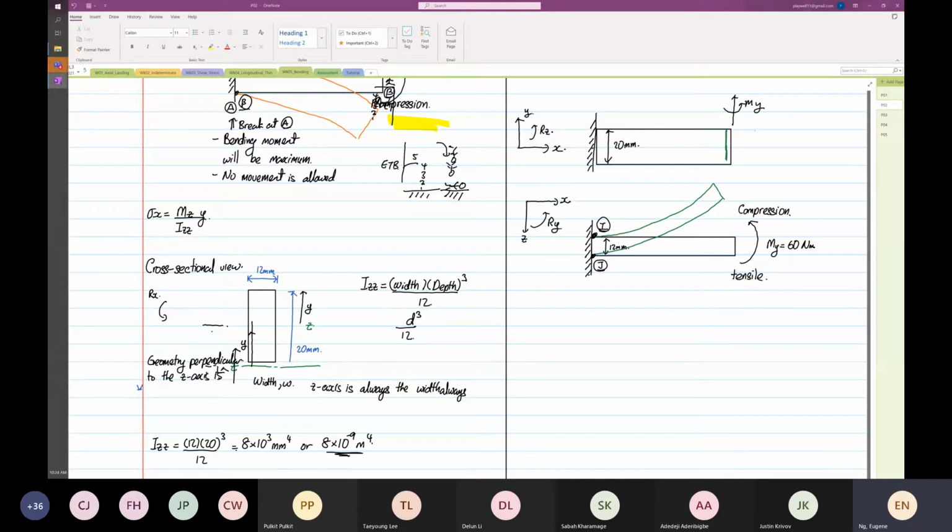So now we are again going to apply the formula where stress X is equal to Mz or My over Iyy multiplied by z. Now watch. Now we want to find what? We want to find Iyy, yes or no? Okay, we want to find Iyy. So I'm still going to draw the same cross-sectional view. The cross-sectional view still looks like this.